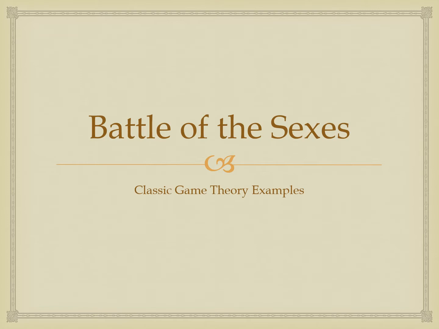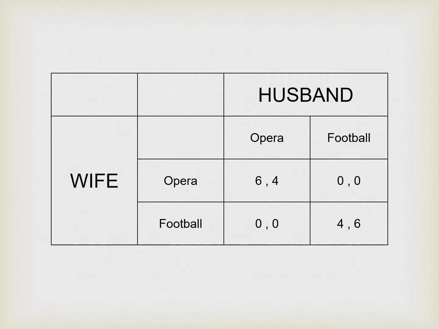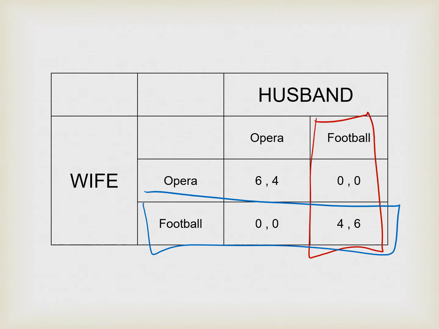Both would prefer to go to the same place and be together rather than be in different ones. If they can't communicate, though, where should they go? Well, we can imagine the payoffs of such a game. Here we see the husband's payoff for choosing football and having his wife choose football also is 6. The wife is happy about this, but her payoff is only 4.